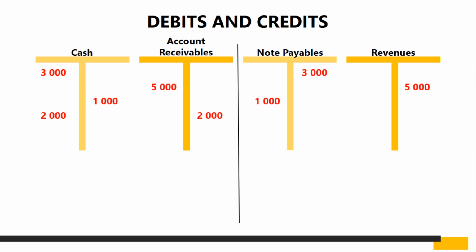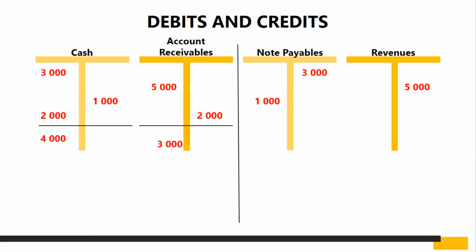So if I have 5,000 of debits and 1,000 of credits, that leaves me with a net debit balance of 4,000. Because it's a debit balance, I am gonna show it on the left hand side, a debit balance of 4,000. Let's go to account receivables. I have a debit of 5,000 and credit of 2,000. When I net them together, what I get is a net debit balance of 3,000. So because it's a debit balance, I am gonna record it on the left hand side. A debit balance of 3,000.